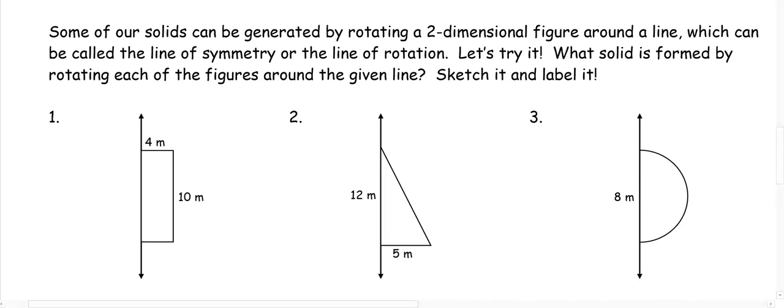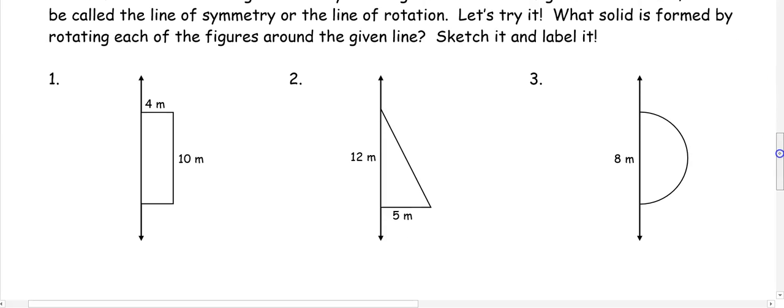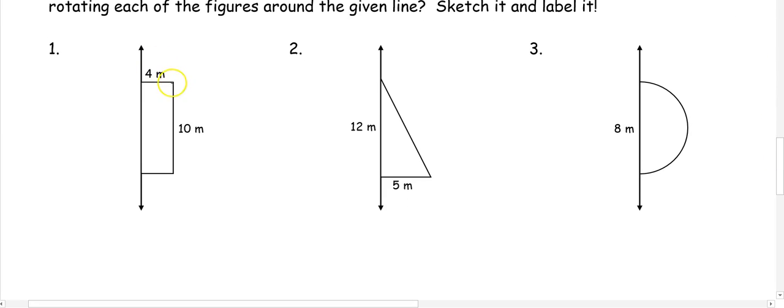Some of our solids can be generated by rotating a two-dimensional figure around a line, which is called the line of symmetry. So what solids are formed by rotating these shapes? The first one is rotating a rectangle. If I take a rectangle and go all the way around, each corner makes a circle. If I connect those, this creates a cylinder because it has a round base at the top and bottom. This is a cylinder.